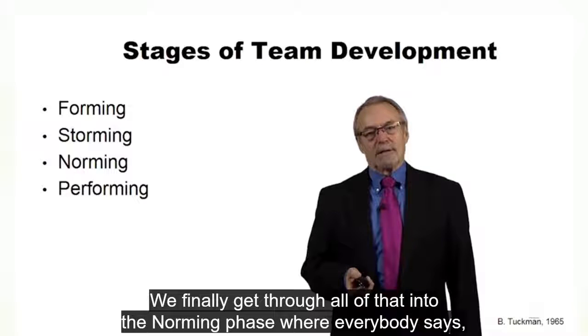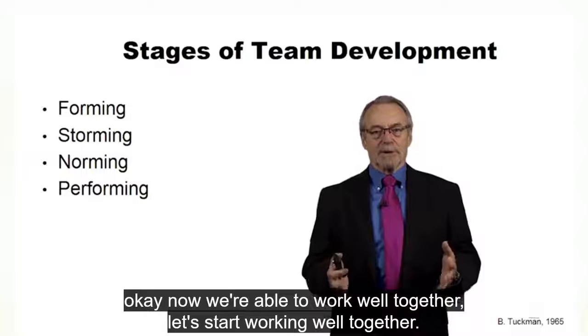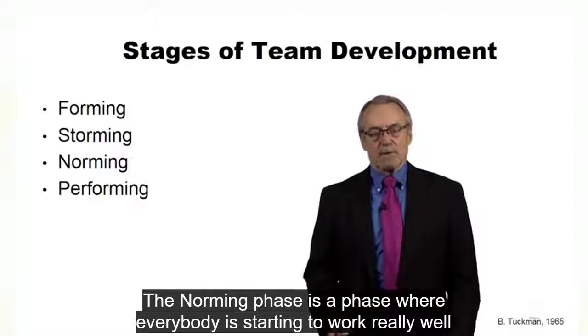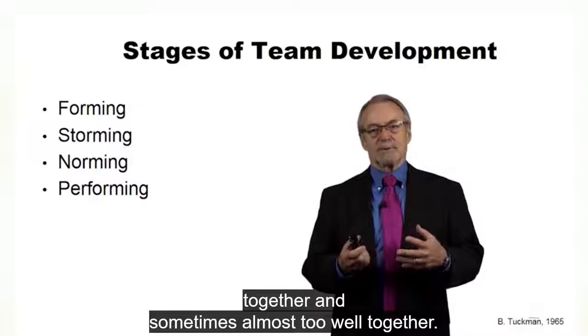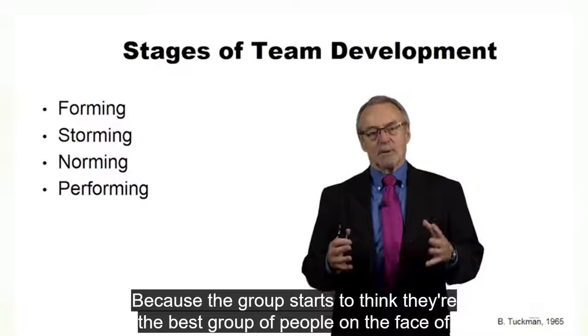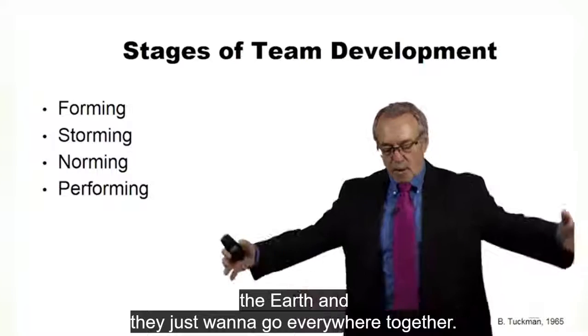We finally get through all of that into the norming phase where everybody says, okay, now we're able to work well together. Let's start working well together. The norming phase is a phase where everybody is starting to work really well together, and sometimes almost too well together, because the group starts to think they're the best group of people on the face of the earth, and they just want to go everywhere together.